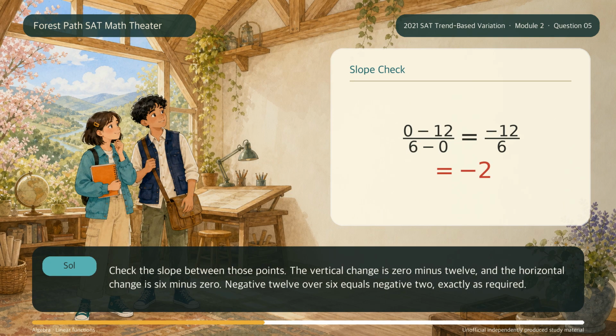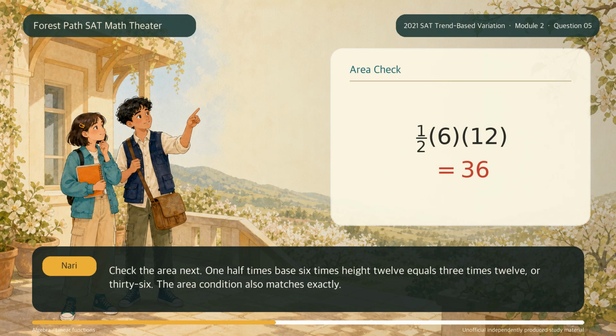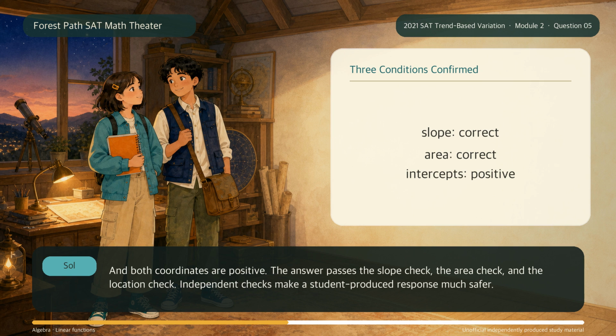Check the slope between those points. The vertical change is 0 minus 12, and the horizontal change is 6 minus 0. -12 over 6 equals -2, exactly as required. Check the area next. 1/2 times base 6 times height 12 equals 3 times 12, or 36. The area condition also matches exactly. And both coordinates are positive. The answer passes the slope check, the area check, and the location check. Independent checks make a student-produced response much safer.